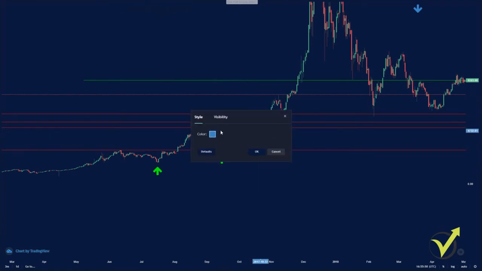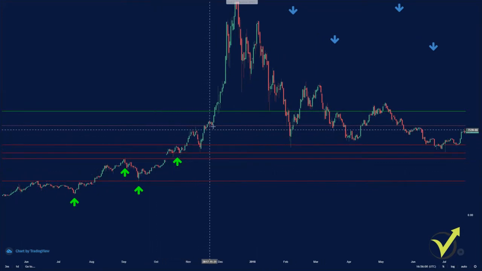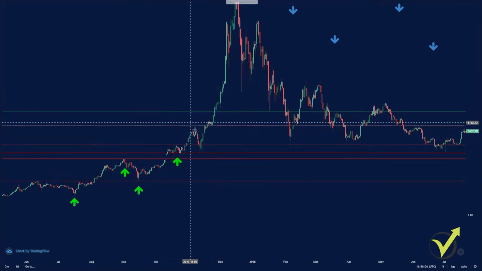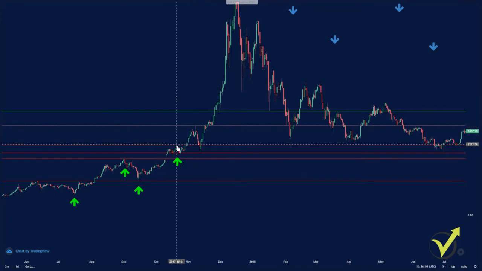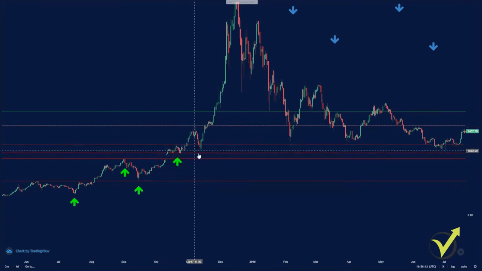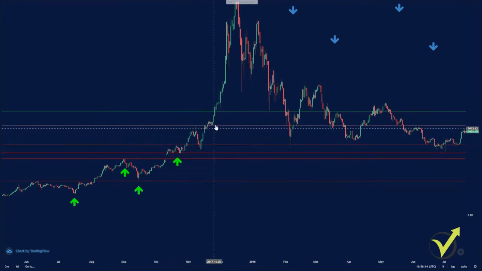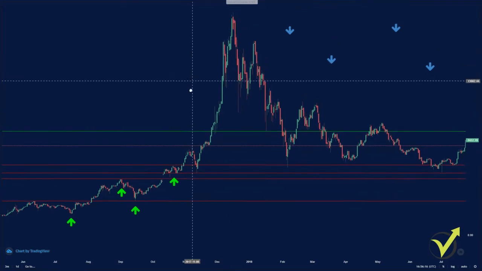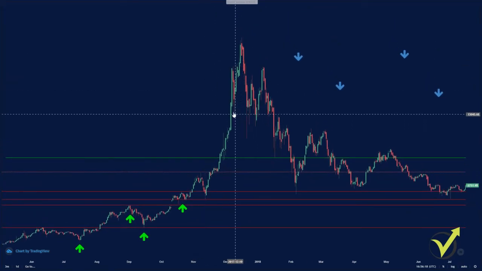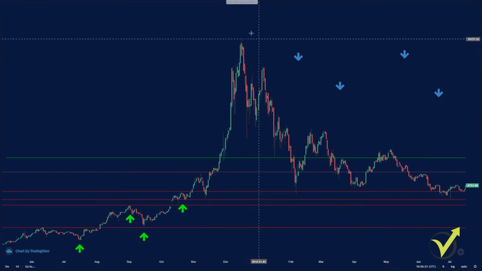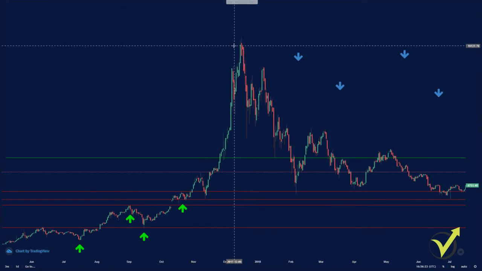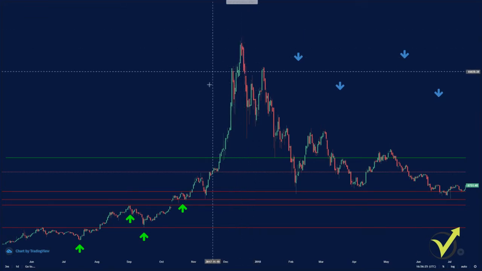Okay, let me make the last one green as well. And then you can see where the uptrend continues. Right over here we have a higher high than this one over here, a higher low than this one, and here the price just went upwards. We have a higher low right over here and a higher high right over here. Okay, then what happened with Bitcoin?